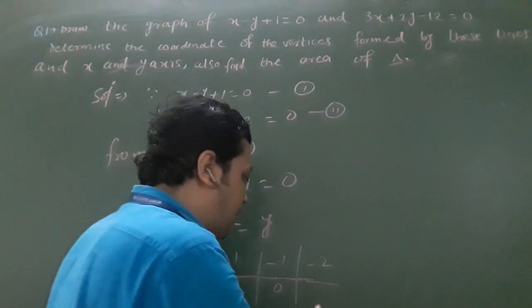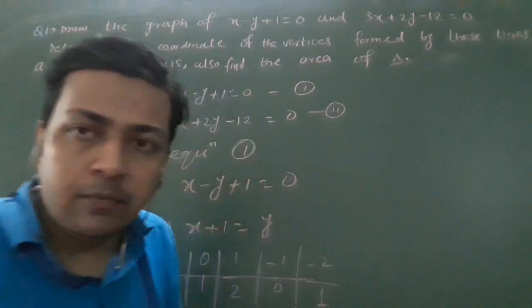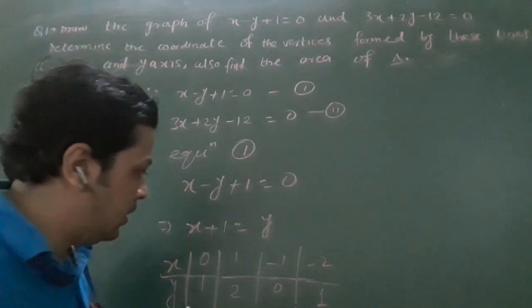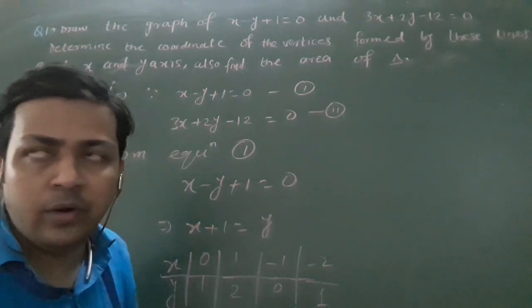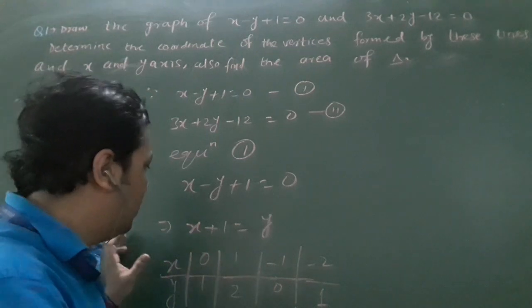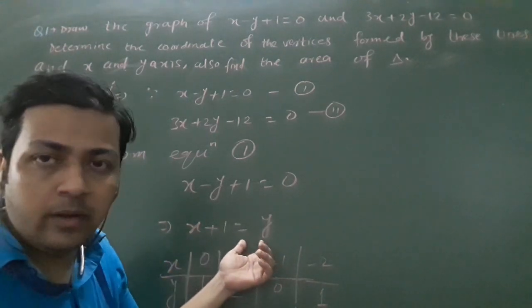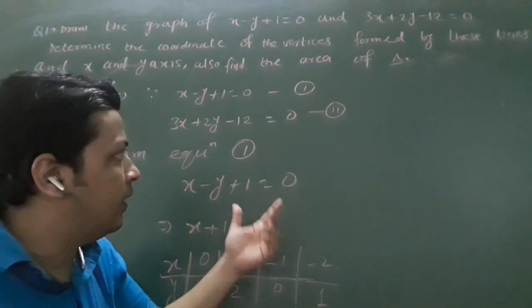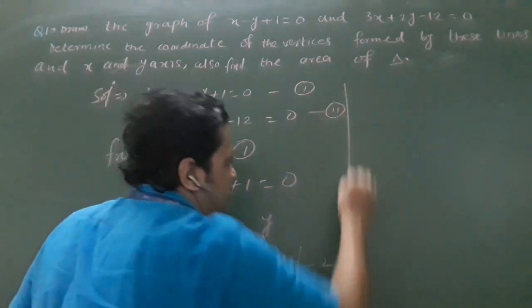This is the first time I came here with you, so I am taking 4 points so that there will be no confusion. Okay. So here you find the values of x and y with the help of equation 1. Now we will find the values of x and y for equation 2.